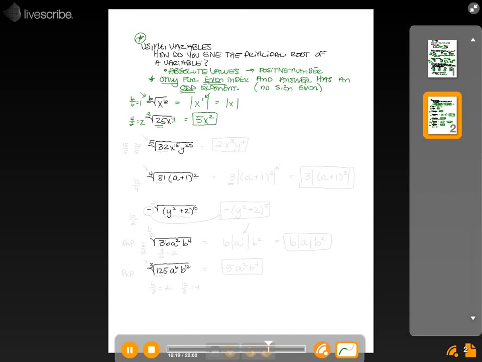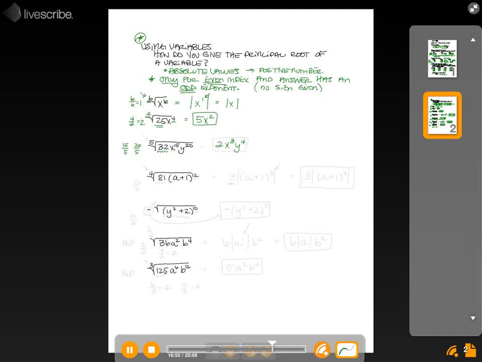You have the fifth root of 32x to the 15th, y to the 20th. Alright, we need to figure out for the 32 first. What number can we take to the fifth power in order to get 32? Well, that's 2. We could look at our chart and figure that out. Now let's look at the exponents. We have 15 on the x, and we're going to divide that by the index. 15 divided by 5 is 3, so this is x cubed. And then 20 divided by 5, that's 4, so it's y to the 4th.